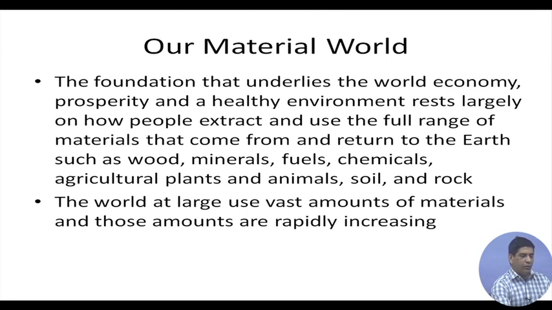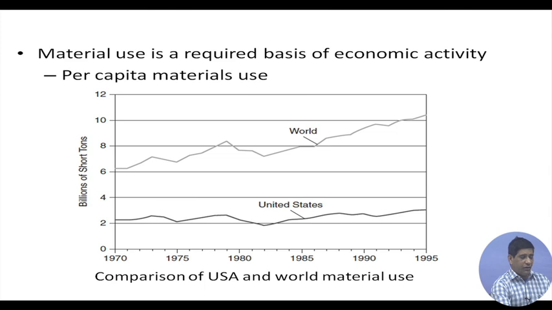Some examples are wood, minerals, fuels, chemicals, agricultural plants, soil, and rock, and all these are the different materials that we use. If you look at the world usage of material, this graph is a bit old, but even so, it will probably keep on increasing. You will see even further increase in this graph. The per capita material use is in billions of short tons, which means around 2,000 pounds. Since the graph was generated in the US, they use pounds, and a short ton of 2,000 pounds is around 900 kg, not 1000 kg.